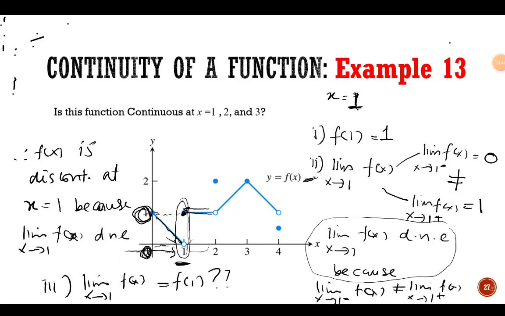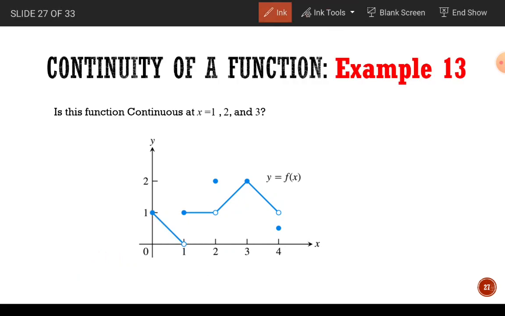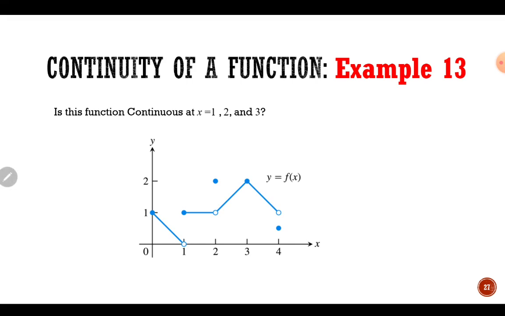Okay, now let's proceed to the point at x equals 2. Same as before, we first decide what is f(2). What is the value when x equals 2? Which one do we look at: the white hole, the donut, the ring, whatever you call it, or the black point? Definitely we're going to choose the black point. So f(2) is equal to 2. Write f(2) equals 2.